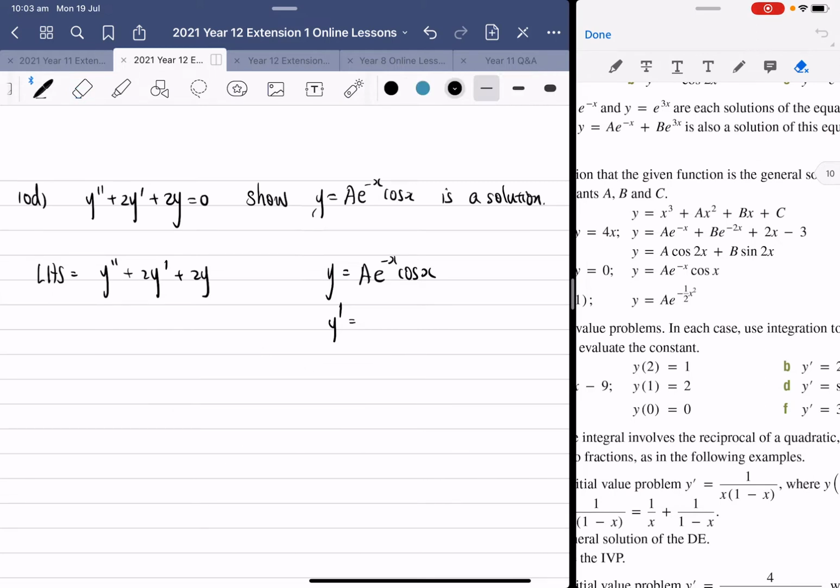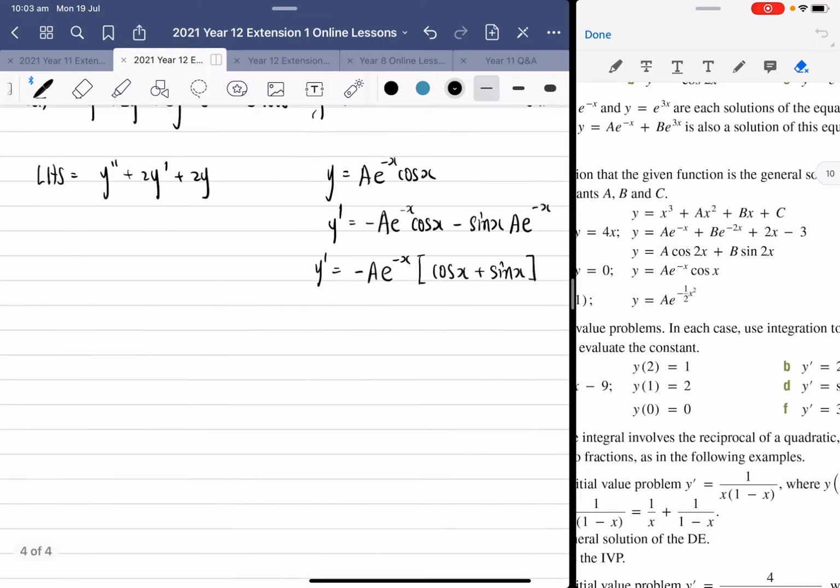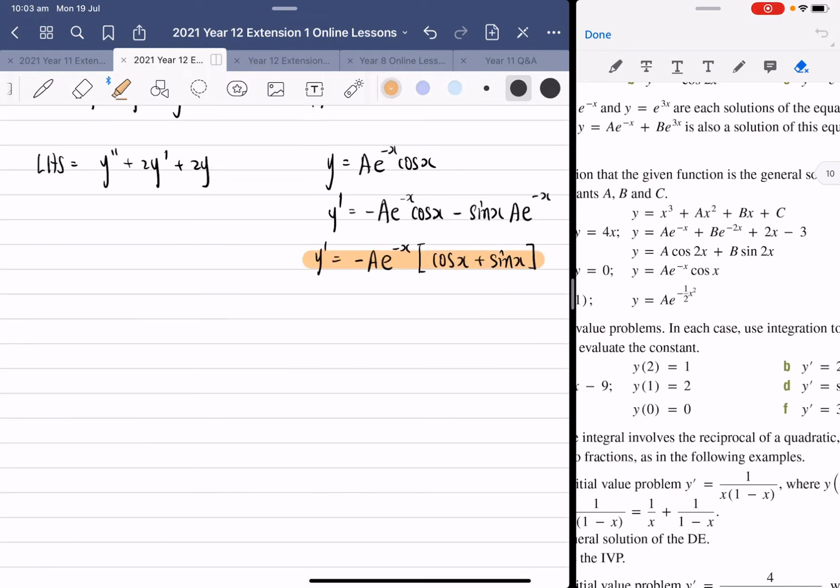Okay, all right, so y dash, we need to differentiate that using the product rule. So that becomes minus a e to the power of minus x cos x minus sin x a e to the power of minus x. Okay, that is the y dash. Let's rearrange it. Therefore, y dash is equal to, take the minus out, and take a e to the power of minus x out as well, so we factorize it, and we get a cosine x plus sine x. That's pretty good. So this is the first thing I need, y dash.